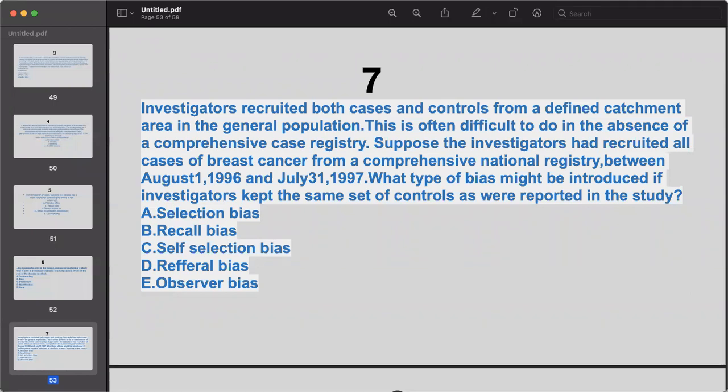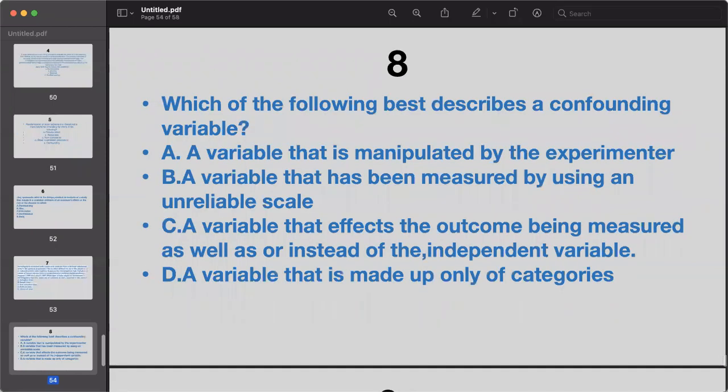It's B. A, selection bias. 8. Which of the following best describes a confounding variable? A, a variable that is manipulated by the experimenter. B, a variable that has been measured by using an unreliable scale. C, a variable that affects the outcome being measured as well as or instead of the independent variable. D, a variable that is made up of only categories. C. Yes, it's C.